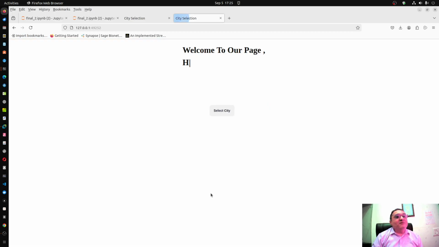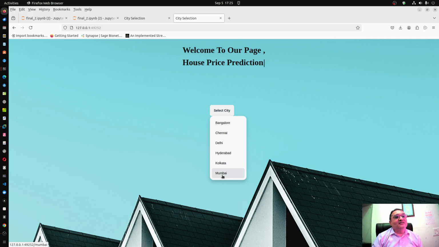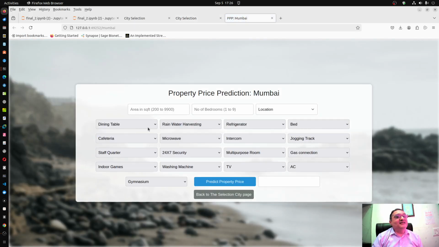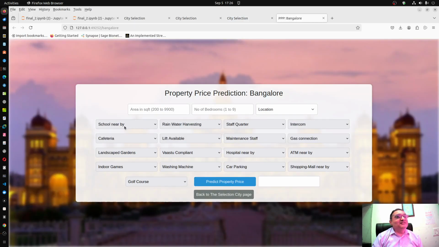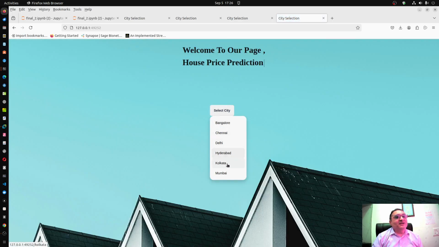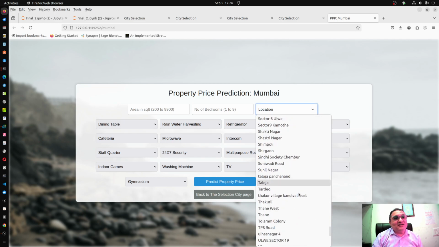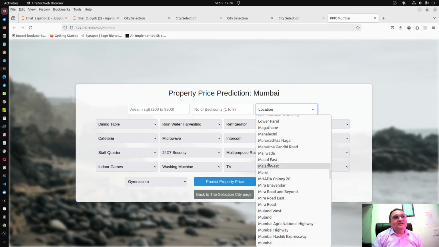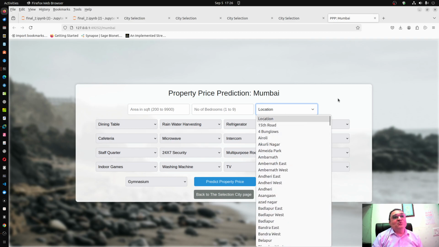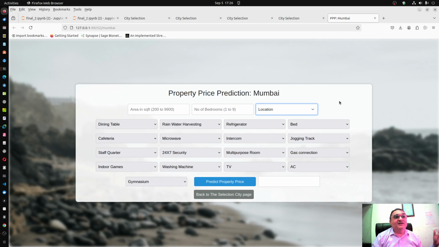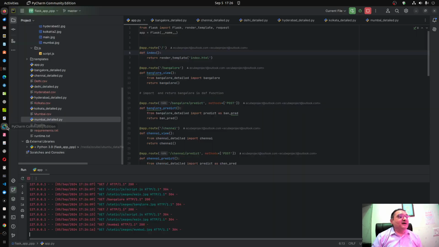Okay, now I will go back to the city selection. You can go to another city, maybe Mumbai. You can see here the features are different: dining table and staff quarter and gymnasium. While if I go to Bangalore again, then you will see school nearby and rainwater, etc. They are different for the different cities. Now I'm not showing it for Mumbai because it is one and the same thing. But now you can understand this location drop down is very long. That is also why we divided it into six pages, one for each city. Okay, so our app had this.